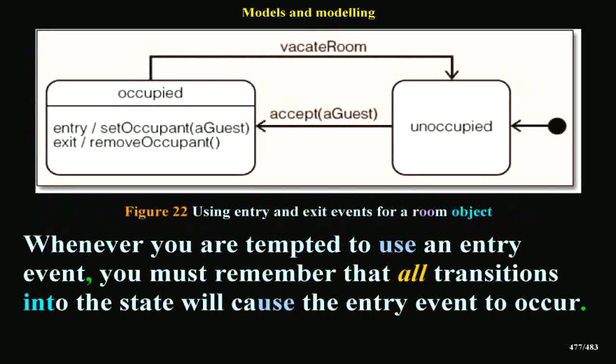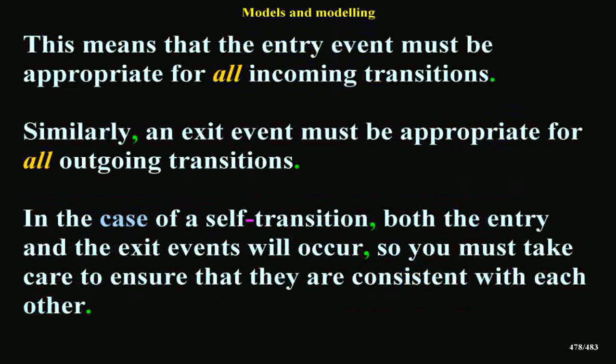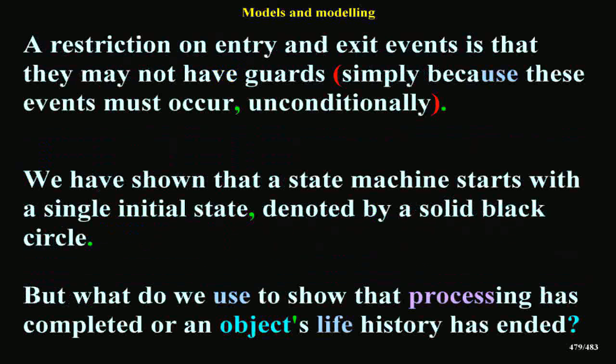Whenever you are tempted to use an entry event, you must remember that all transitions into the state will cause the entry event to occur. This means that the entry event must be appropriate for all incoming transitions. Similarly, an exit event must be appropriate for all outgoing transitions. In the case of a self-transition, both the entry and the exit events will occur, so you must take care to ensure that they are consistent with each other. A restriction on entry and exit events is that they may not have guards simply because these events must occur unconditionally.